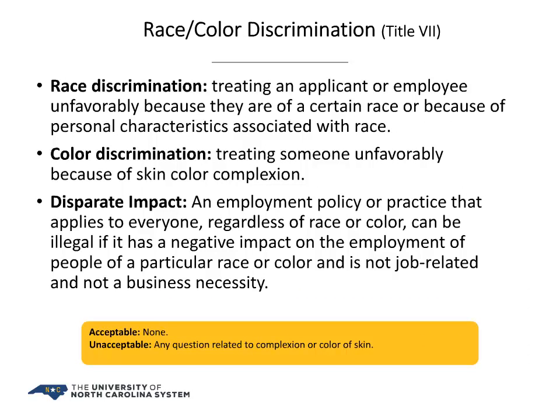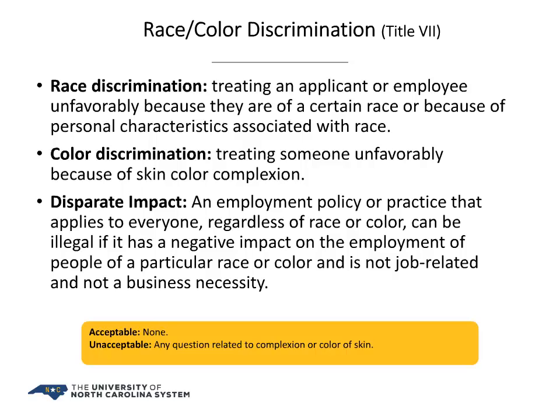Title VII of the Civil Rights Act also protects individuals based on race and color. Race discrimination involves treating an applicant or employee unfavorably because they are of a certain race or because of personal characteristics associated with race, such as hair texture, skin color, or certain facial features. Color discrimination involves treating someone unfavorably because of skin color complexion.